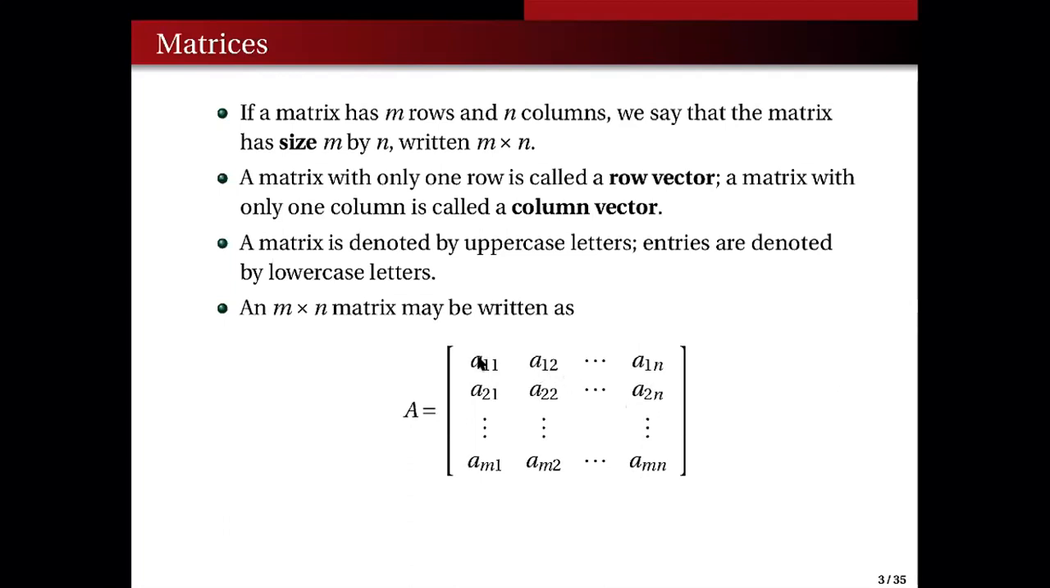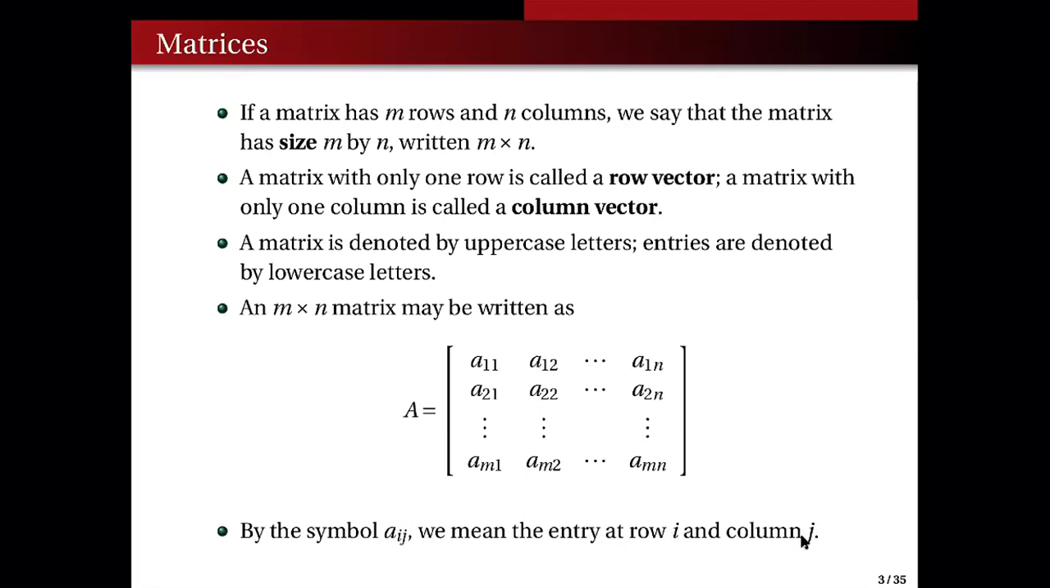So for example, in here, we have a11. This is not a eleven, this is a one-one. And then here you have a12, and then here you have a1n. Here you have a21, a22, and a2n, and etc. And of course, the subscripts here tell you the location of the entry. So the symbol aij means the entry at row i and column j.